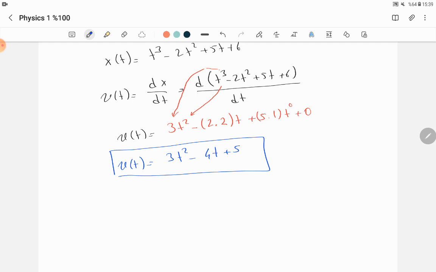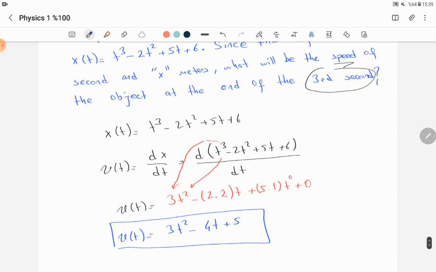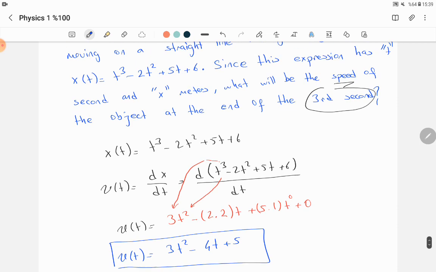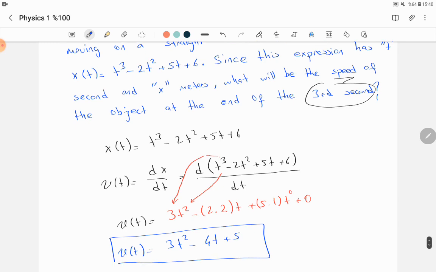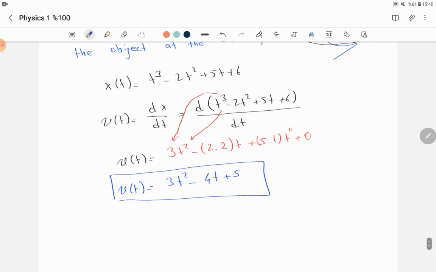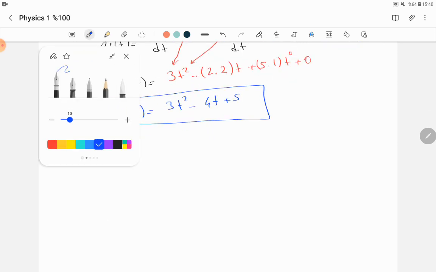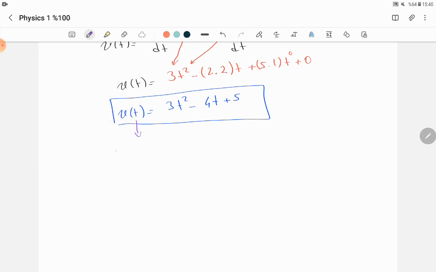The question asks for the speed of the object at the end of the third second. If we put in t = 3, we find the object's speed or velocity at the end of the third second, in meters per second.